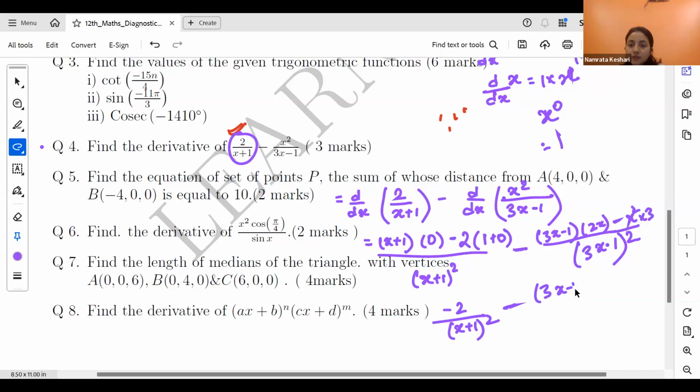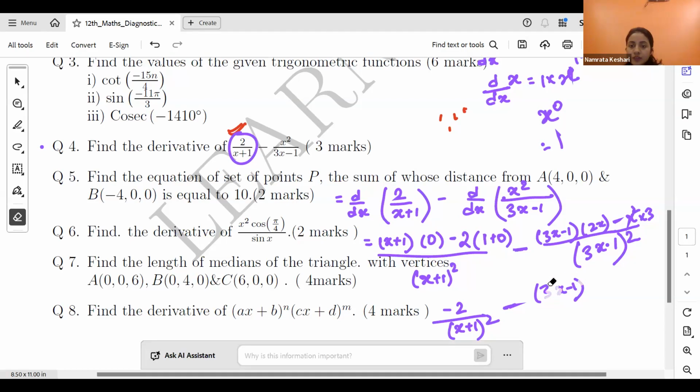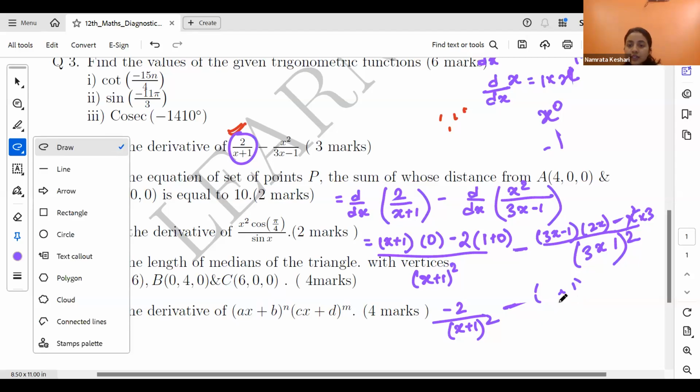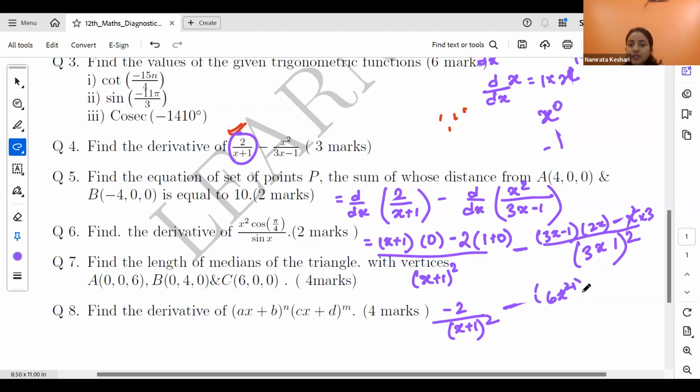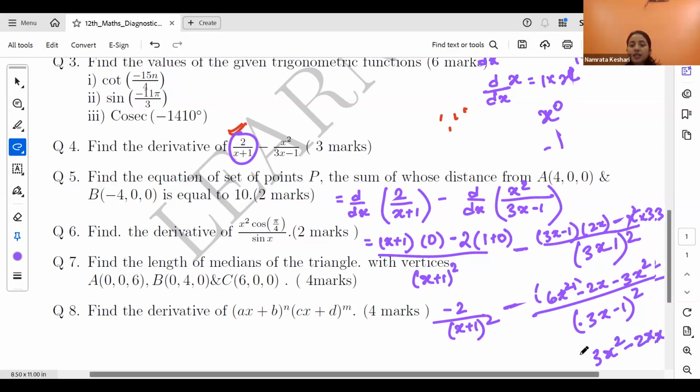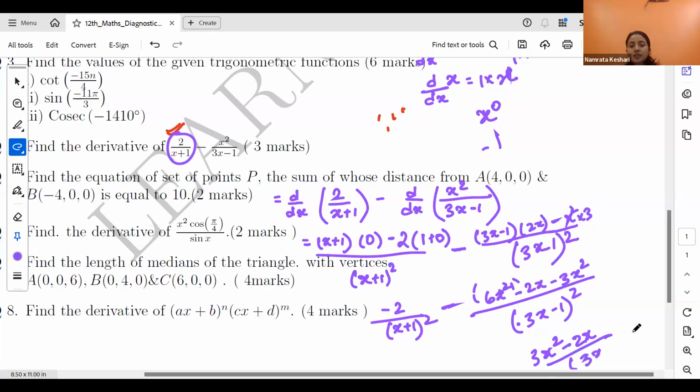That 3x minus 1 multiplied with 2x, so we can do the multiplication. Basically, we'll have 6x square minus 2x, and here minus 3x square, divided by 3x minus 1 whole square. A little simplification is possible in the numerator. 6x square, 3x square is there, so we'll have 3x square minus 2x. In the denominator, let's keep it as it is, 3x minus 1 whole square. And here we'll have minus 2 over x plus 1 whole square.